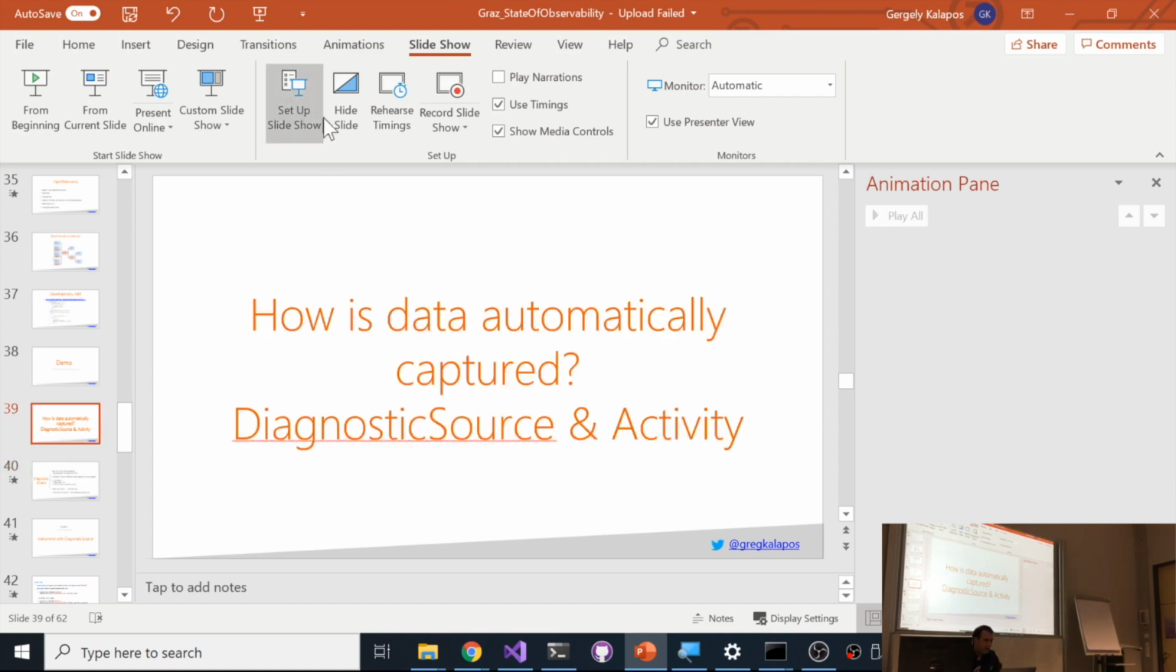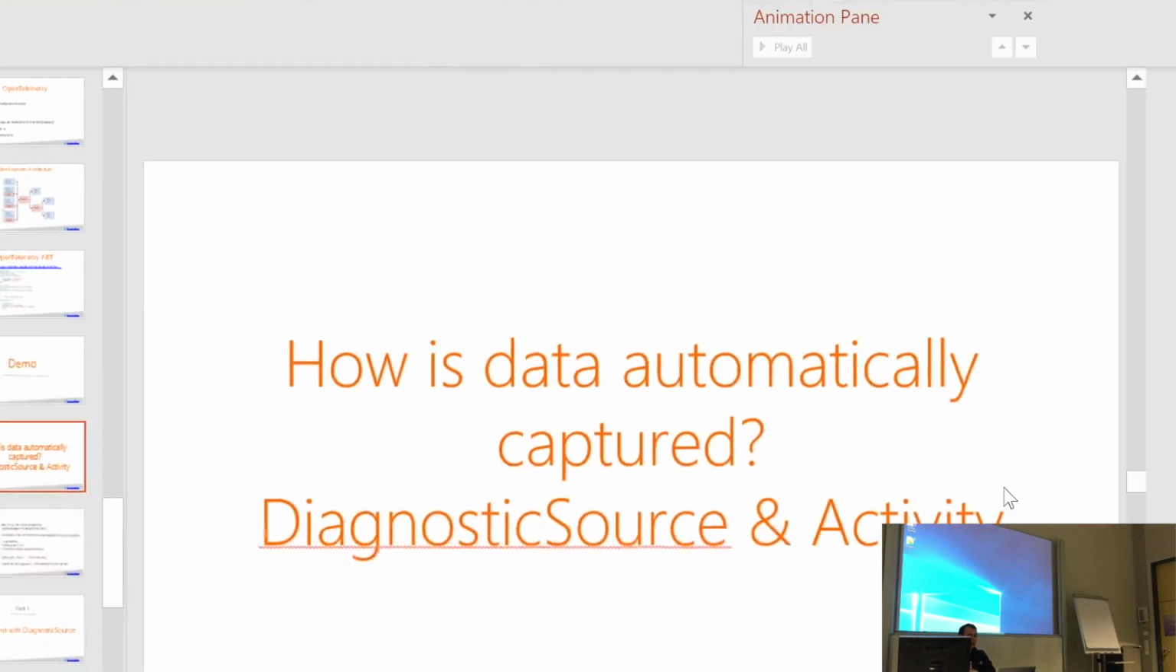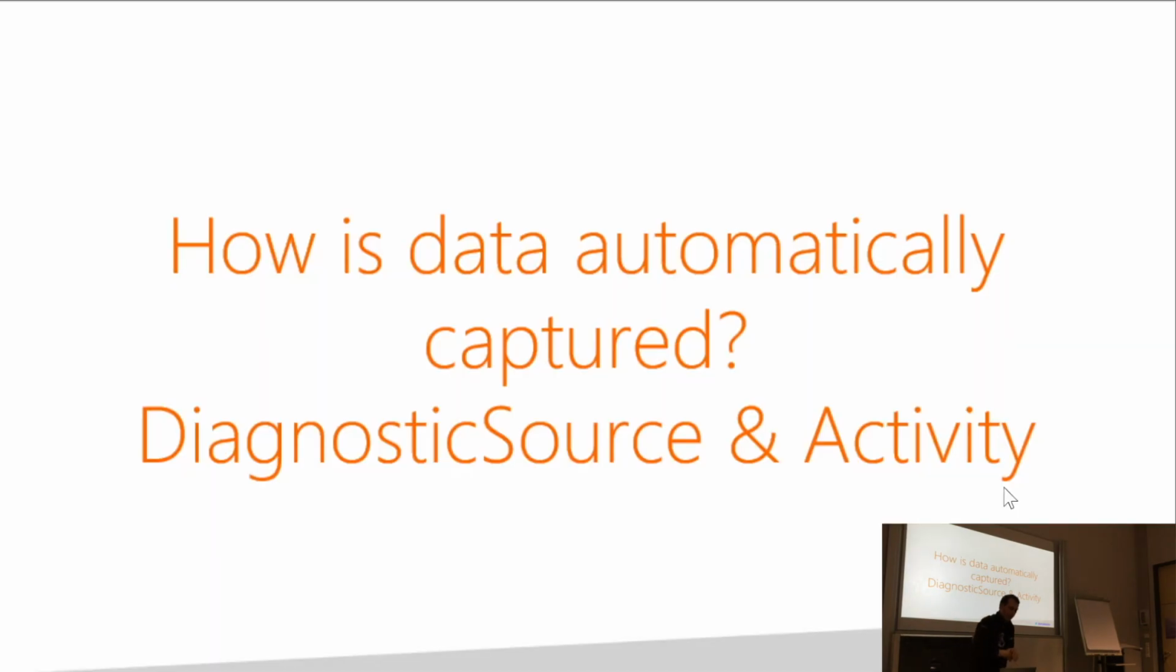Okay, so I talked about all this stuff. I showed you how Elastic APM and Application Insights capture traces. We saw with OpenTelemetry that we manually capture traces, but in the first demos we saw that data was actually automatically captured, out of the box. We saw the outgoing HTTP request, we saw the Entity Framework Core calls. How does that work? How does this automatic data capturing work?